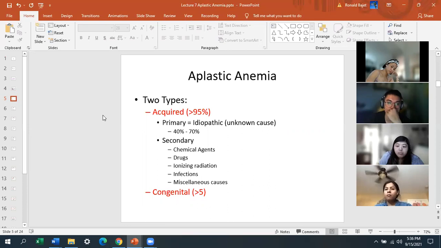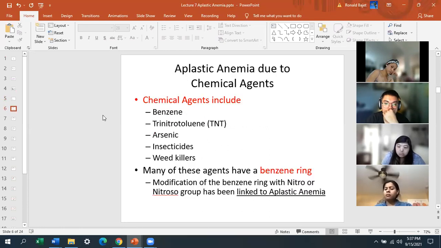The other one, secondary aplastic anemia, is caused by various reasons like chemical agents, exposure to chemical agents, drugs, ionizing radiation, infection, and other miscellaneous causes. So that'll be the majority of my lecture. So primary, secondary for the acquired, and congenital for the congenital. I mean, 5% the congenital.